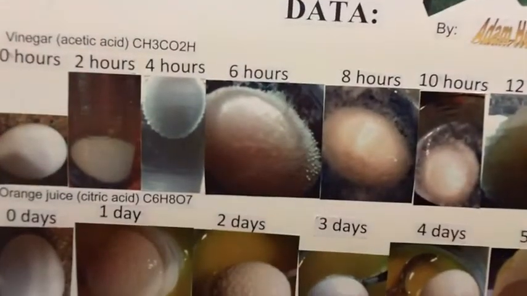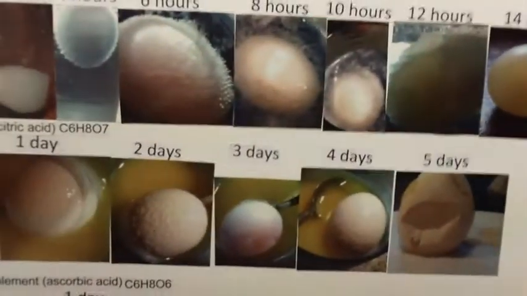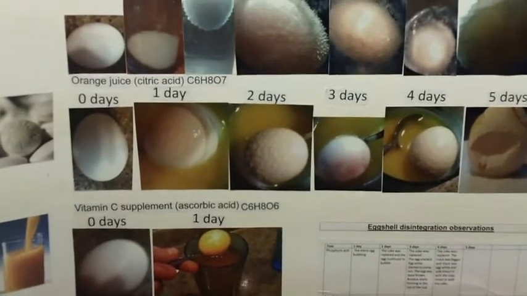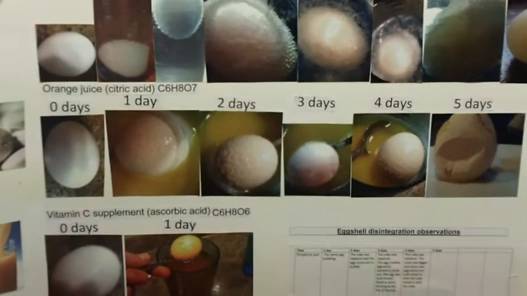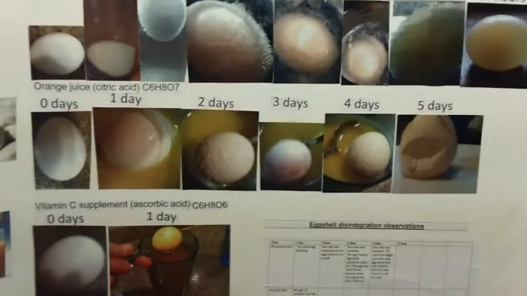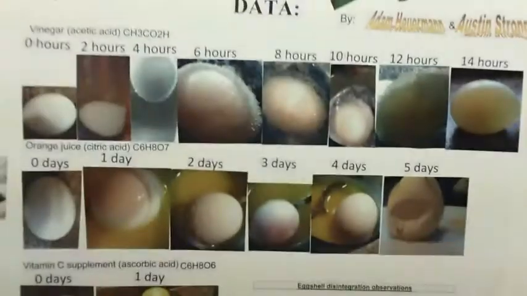With vinegar there's different measurements of time, because it went so much quicker than the other ones, while the rest of them are just in days. And we had to replace some of the substances after they stopped reacting, like orange juice or the Coca-Cola, because there wasn't enough of the acid in there to keep on reacting. So they were replaced regularly.